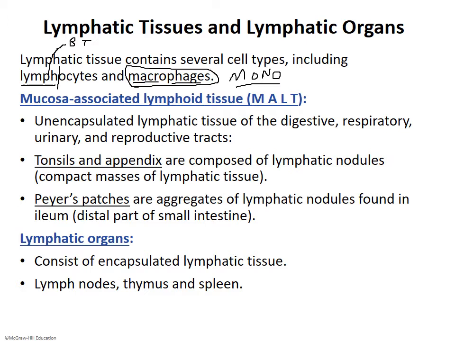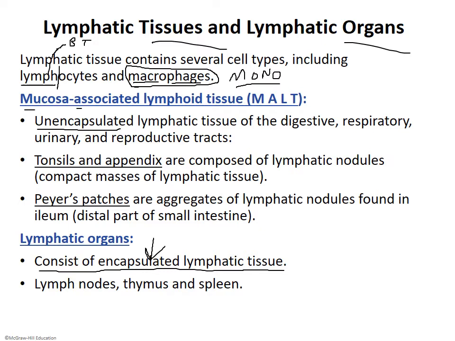Now, the two types of lymphatic stuff, I'll just say, is either, as we say here, tissues or organs. The difference between lymphatic tissues and lymphatic organs is that if you look down here, the first thing on lymphatic organs is they consist of encapsulated lymphatic tissue. Lymphatic organs have a capsule where lymphatic tissue does not. That's the main difference.